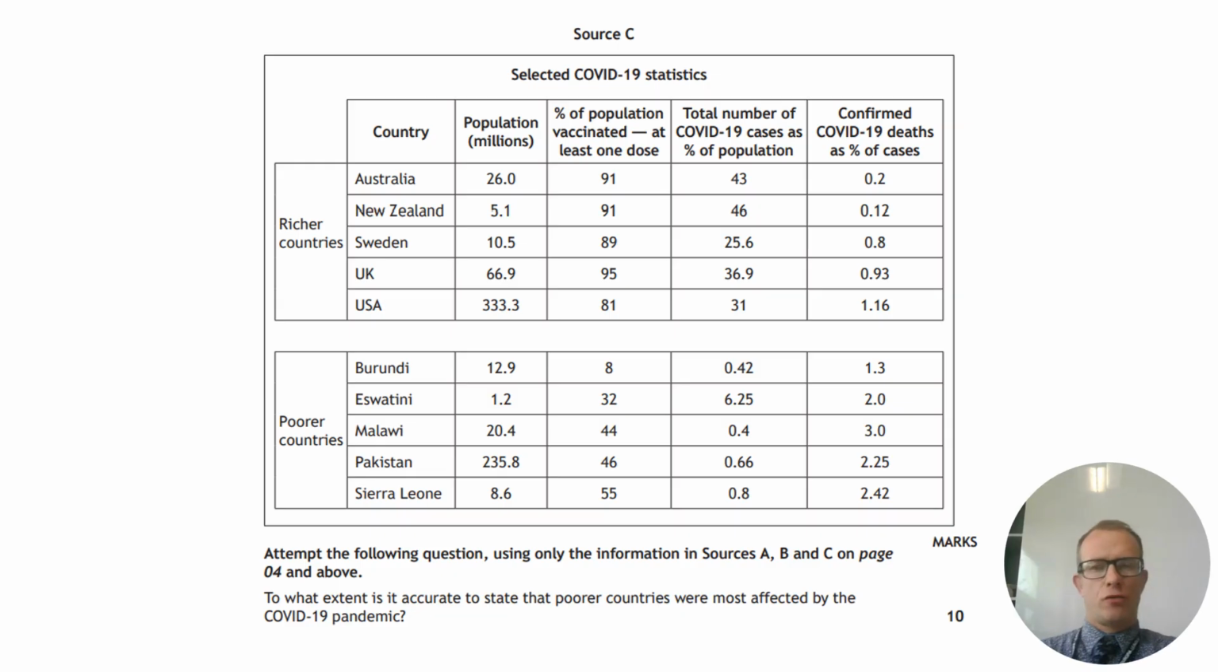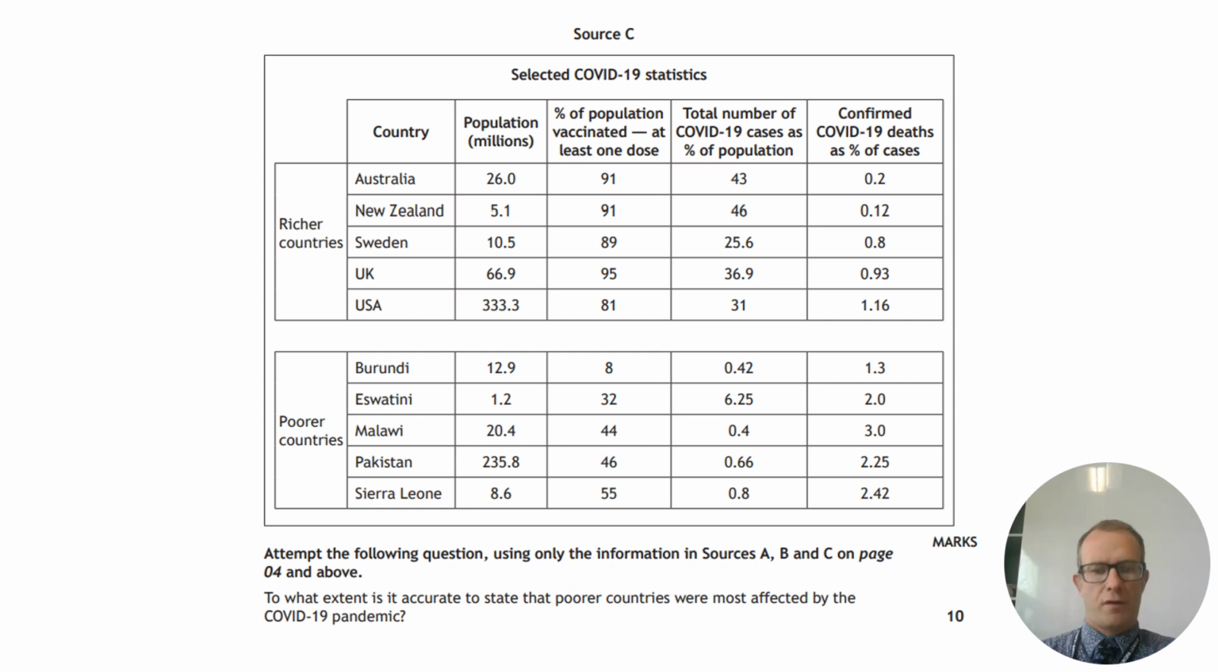So like I showed you in the previous video, this question always begins with, to what extent is it accurate to state that poorer countries were most affected by the COVID-19 pandemic? So look at the sources. If countries that are poorer were more affected by COVID, that means it's accurate. However, if richer countries were more affected by COVID, that means it's inaccurate. So in the next few slides, I'll take you through how to answer it and gain marks.